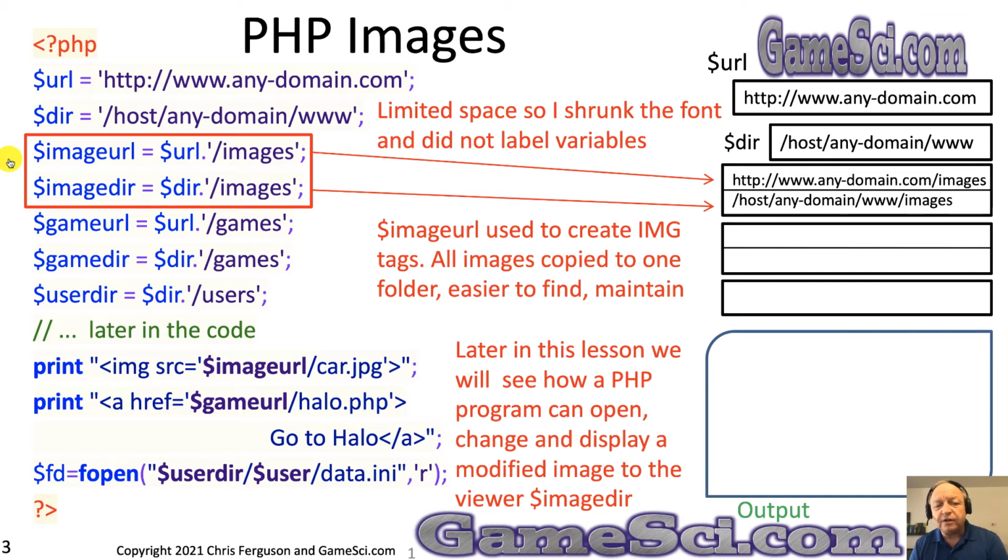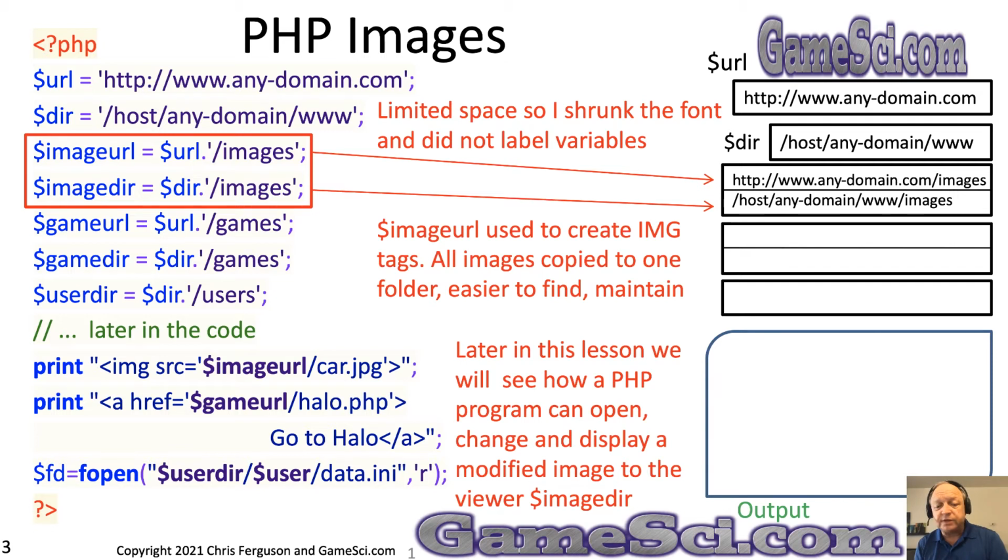$image equals $URL dot /images. $image_dir equals $dir dot /images. I have limited space, so I shrunk the font and did not label the variables over here. $image URL is used to create image tags. All images can be copied to one folder, and it makes them easier to find and easier to maintain.